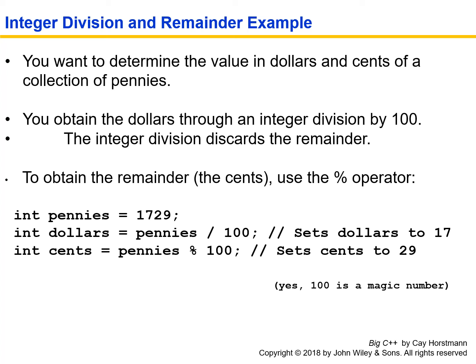Where does this come in handy? Let's say you want to know how many dollars and how many cents are in a collection of pennies. You obtain the dollars through integer division by 100. 1729 divided by 100 is going to give you 17 dollars. You get the number of cents by using the percent operator. 1729 % 100 is going to give you the remainder, 29. And so that will set your dollars to 17 and your cents to 29.